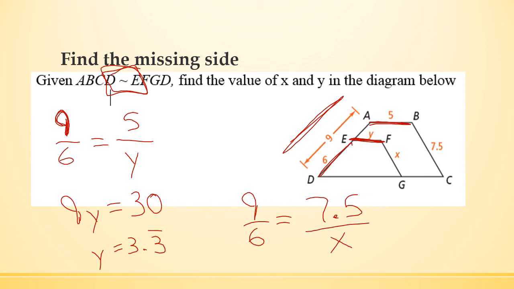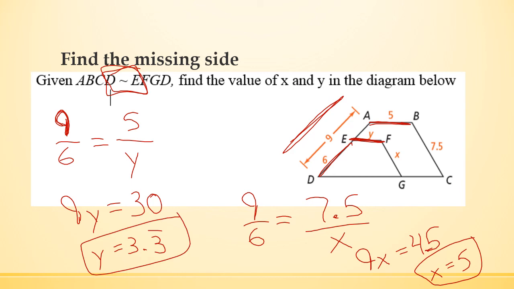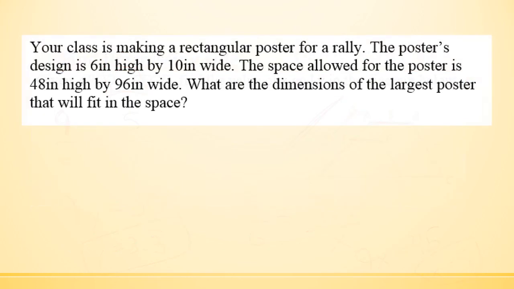Okay, you cross multiply. 6 times 7.5 is 45. This one's going to give you a nice answer. It's 9x is equal to 45. Divide by 9 on both sides, right? You get 5 as your answer for x. So y is 3.3. Again, it's not uncommon to get decimals when you're working with proportions, and then x was 5.